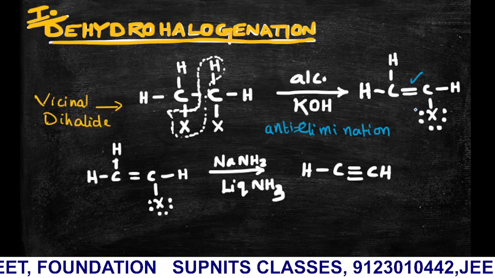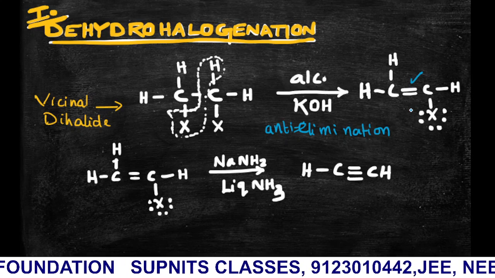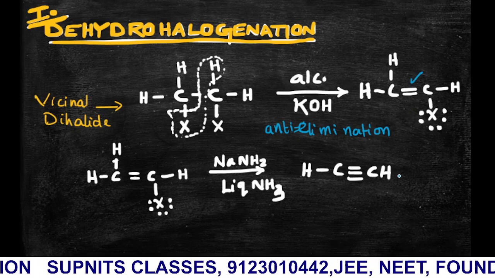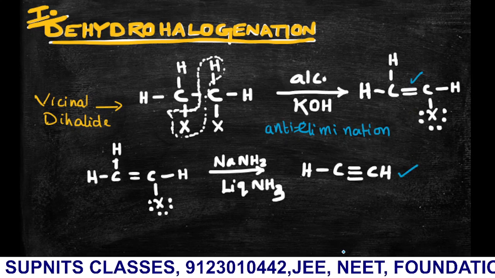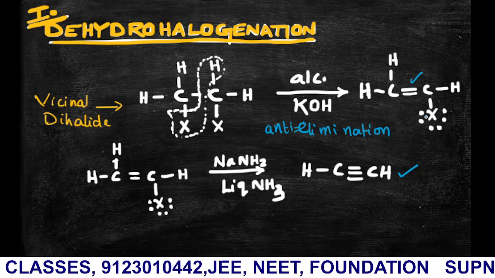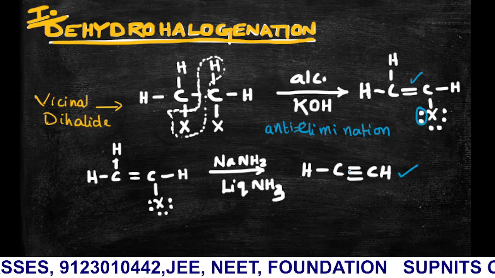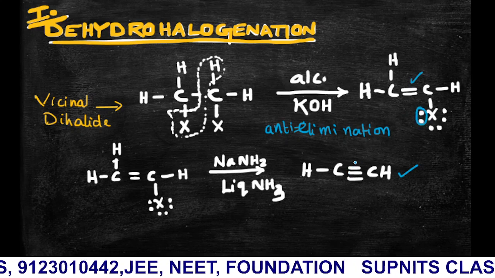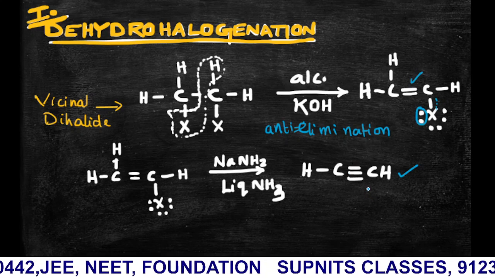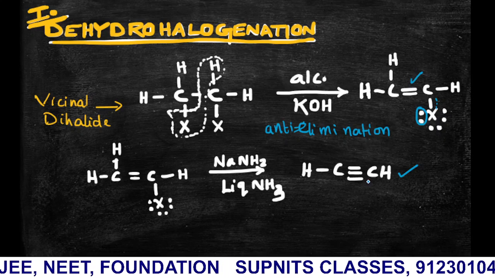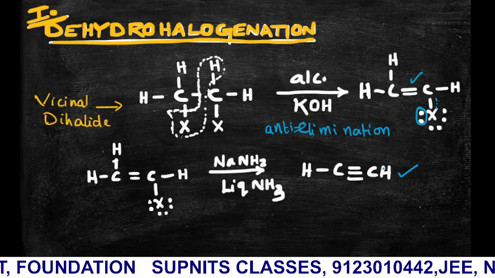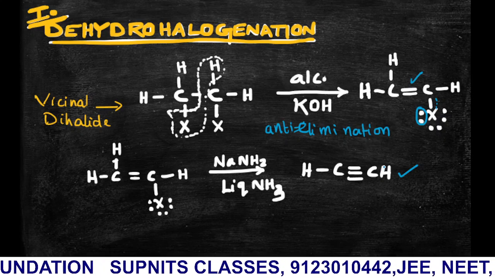As soon as this double bond is formed, in many places we may have learned that alcoholic KOH again can be used to get our alkyne. However, that is not true. Why? Because there is a double bond, single bond and lone pair which will cause resonance. Due to this resonance, there will be a partial double bond character in the carbon halogen bond. And this partial double bond character is very difficult to break.